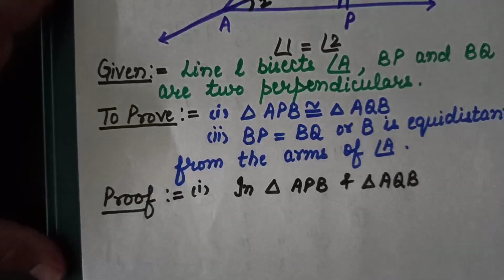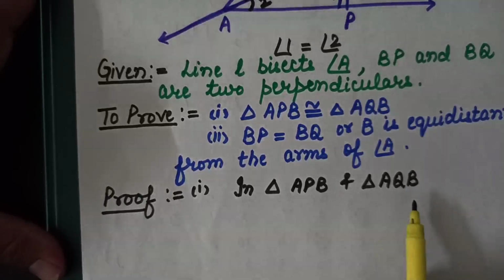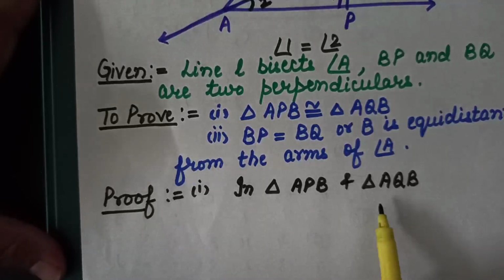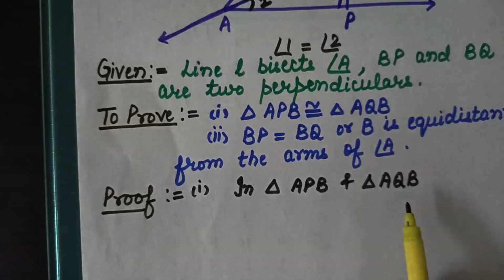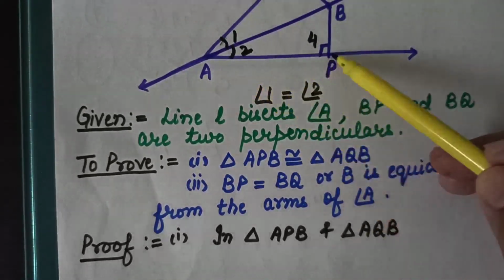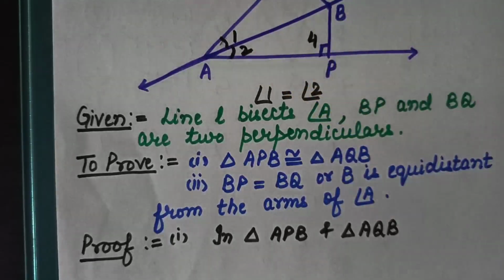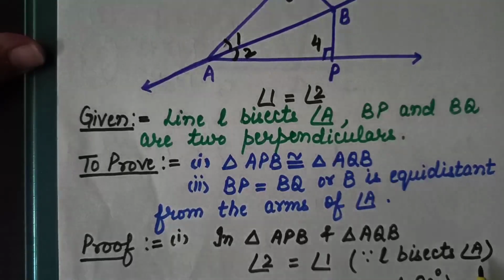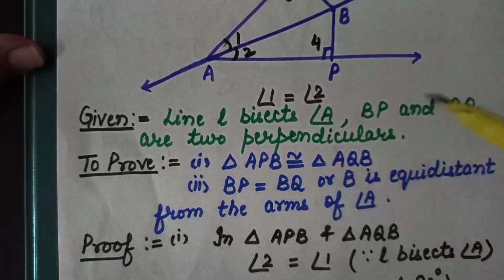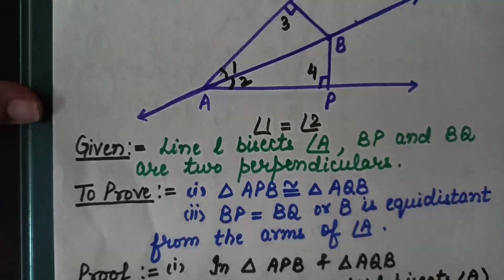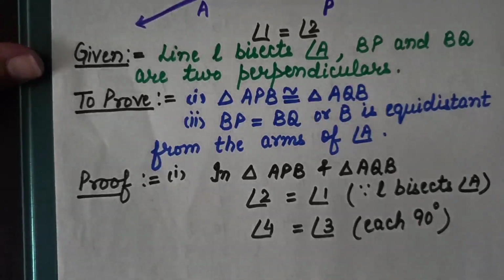So in triangle APB and triangle AQB, now remember that we will write the elements of this triangle on the left side and the elements of triangle AQB on the right side, below the naming. Now in this triangle APB, angle 2 is equal to angle 1. So let's write down angle 2 equals angle 1, because L bisects angle A, or you can also write it is given. Now the next is angle 4 of the first triangle. It is equal to angle 3 of the next triangle because they both are 90 degrees each.